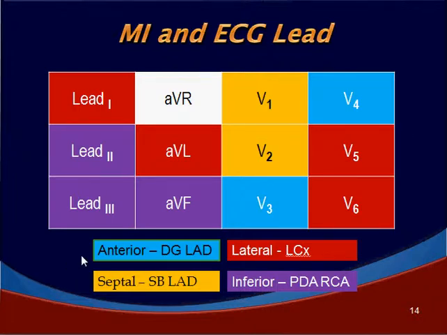Anterior diagonal branch of the LAD is the one. Anterior leads are V3 and V4, the blue color. Septal leads, septal branch of the LAD, V1 and V2, the yellow color. Lateral leads, mainly the LCX, are I, aVL, V5 and V6, the red color. Inferior part of the heart, posterior descending artery from the RCA, these are in the violet color: leads II, III and aVF. This is another way of representing the same information which we have given in the previous slide.